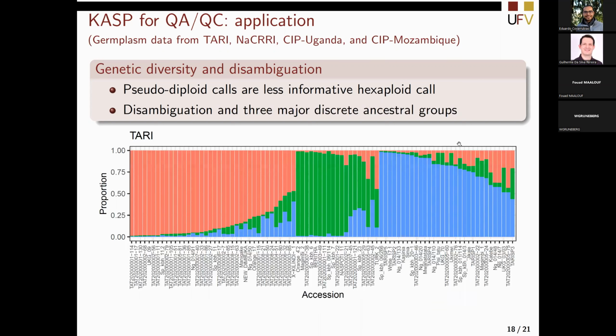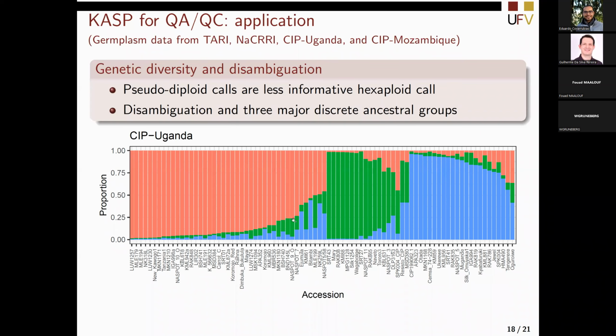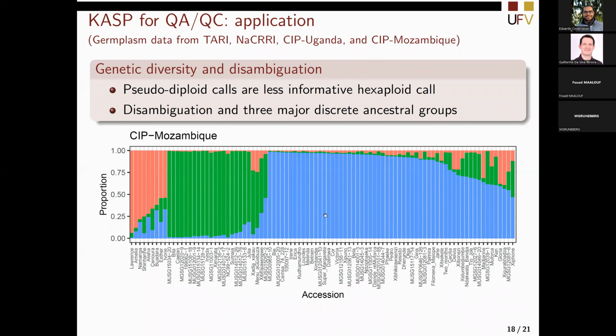And we were also able to find 3 major discrete ancestral groups in these 4 core collections, from each one of these breeding programs. They are well distributed for Tari and Nakri, but not so well distributed for SIP Uganda, which has more of the red ancestral group, and for SIP Mozambique, which has more of the blue group, right?